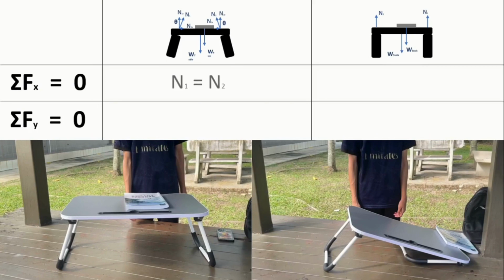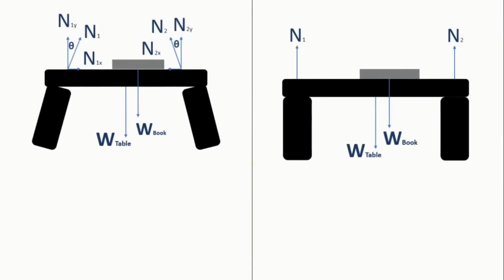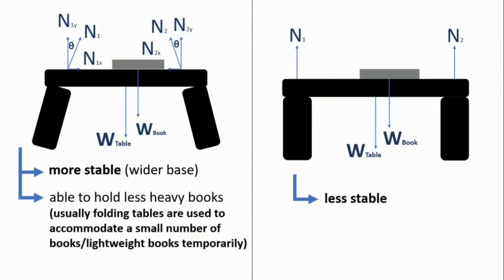For the slanted table, the reaction force on the leg has both horizontal and vertical components, while the vertical table only satisfies the y component. In conclusion, the slanted leg table is more stable and able to hold heavier books, while the vertical leg table is vice versa.